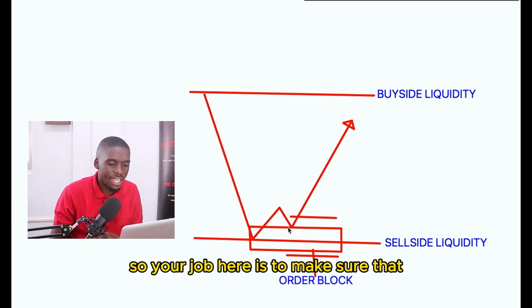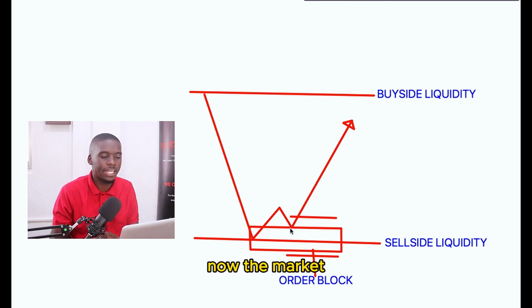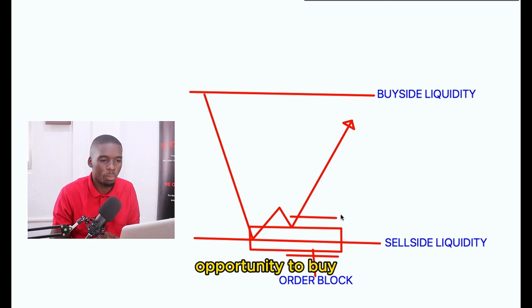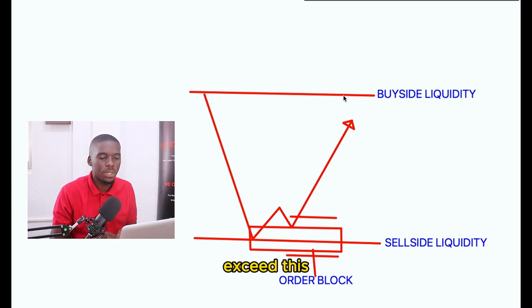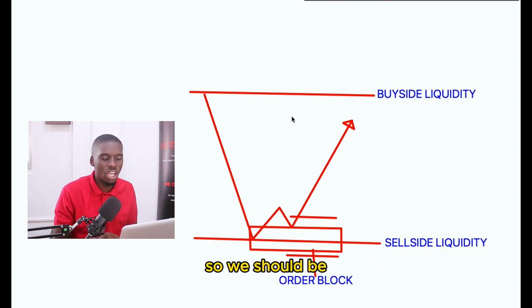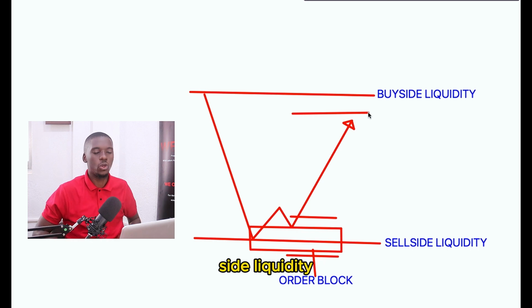However, your job here is to make sure that you come in at the right point where the market bounces off this order block. So if it bounces here, then we look for an opportunity to buy at this particular point. And our take profit as we're entering should not exceed this point up here, which is the buy side liquidity. So we should be within the parameters of the buy side liquidity.